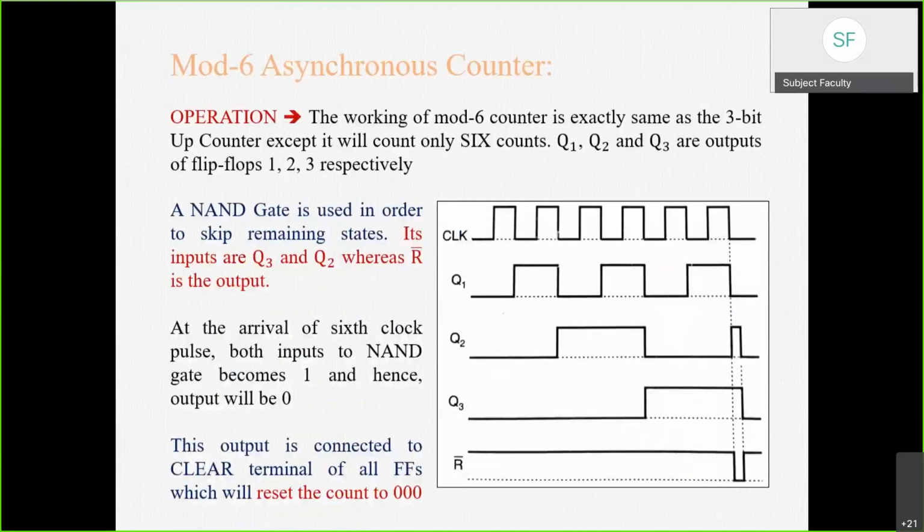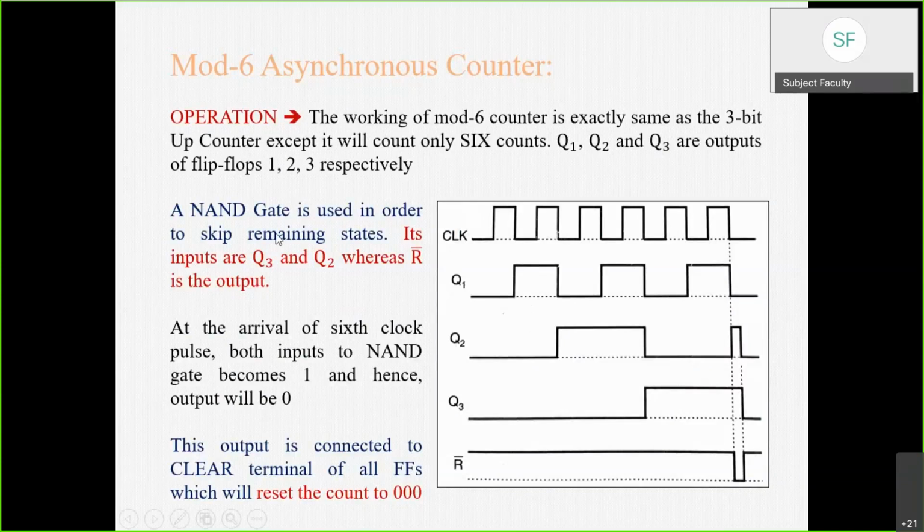Again, here are a few points regarding the operation. The working of a mod 6 counter is exactly the same as the 3-bit up counter, except it will count only 6 counts out of 8. Q1, Q2, Q3 are the outputs of flip-flops 1, 2, and 3 respectively. You already know that.